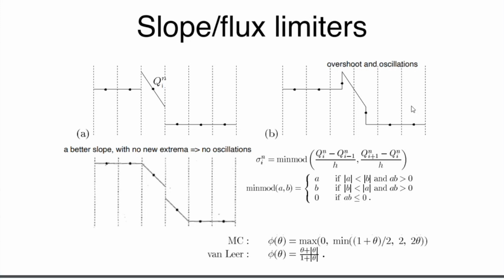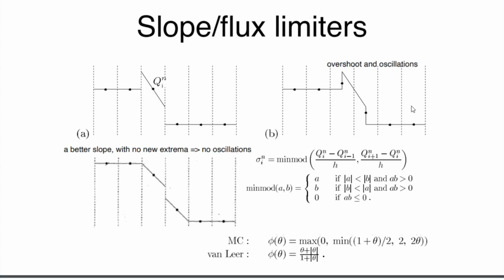The arithmetic average is not good. It will create new extrema. But if you use this minmod averaging, the reconstruction will in that case just be flattened like this, and it will not give you new extrema. The minmod is not that good. It is non-monotonic, but you can do better.